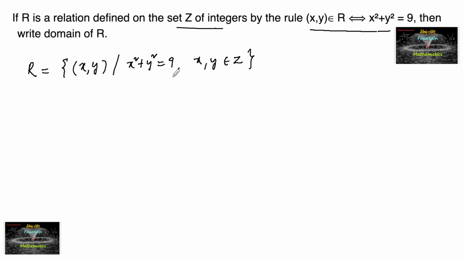And the sum is equal to 9, which is odd, means one can be odd and the other even, because the sum of two odd numbers will become an even number, and the sum of two even numbers also will become an even number. So to get an odd number, the only possibility is odd and even.